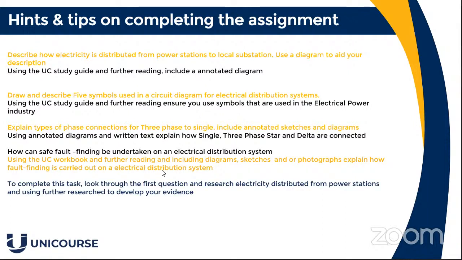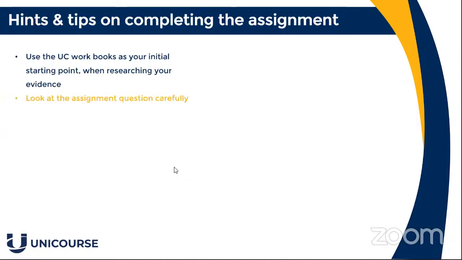Then the final question is, you'll be looking at what is in the electricity distribution. Now, students have said to me, so what do I write about? What you do is you're developing what you've written for task 1, for task A, and you are expanding on it, including further reading. The UniCourse guidebooks will help you through a lot of the assignment, but as I say, you need to include some further reading.